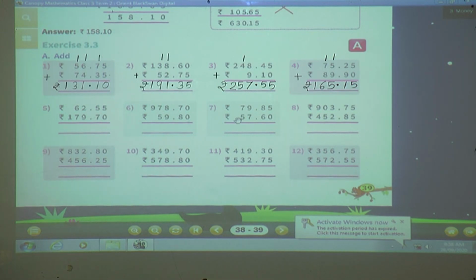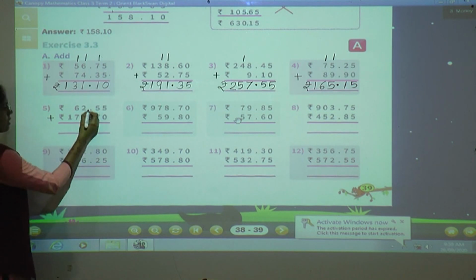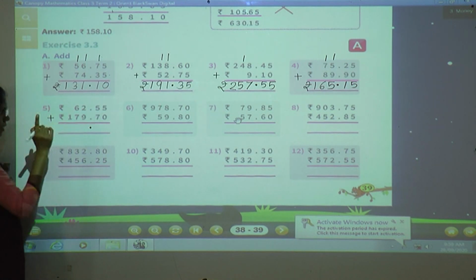Read the value. Rupees 62.55 plus rupees 179.70. Okay. Now here you have to give a plus sign. Now first of all we will give a dot. See, one below the other you have to give a dot.